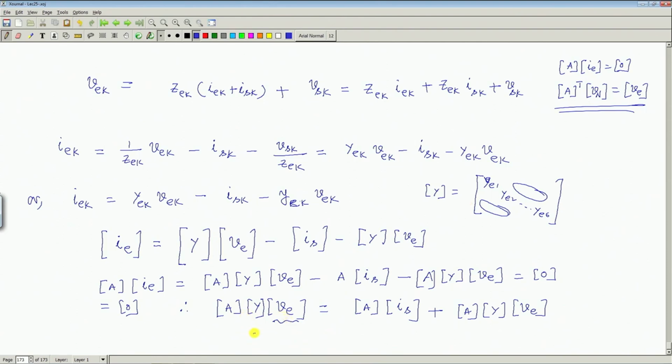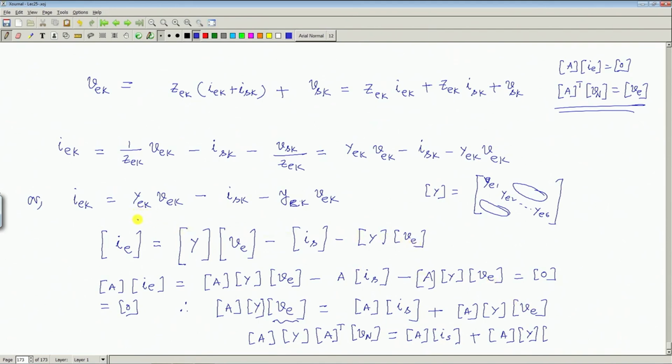So, it will look like A into Y into A transpose into the node voltages, that is what I want to find out, will be equal to A into I s minus plus A into Y into V s, this will be V s, this will be V s.